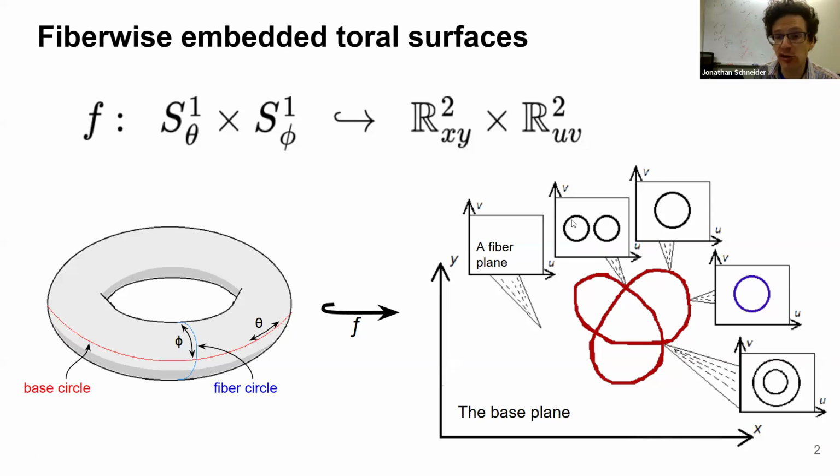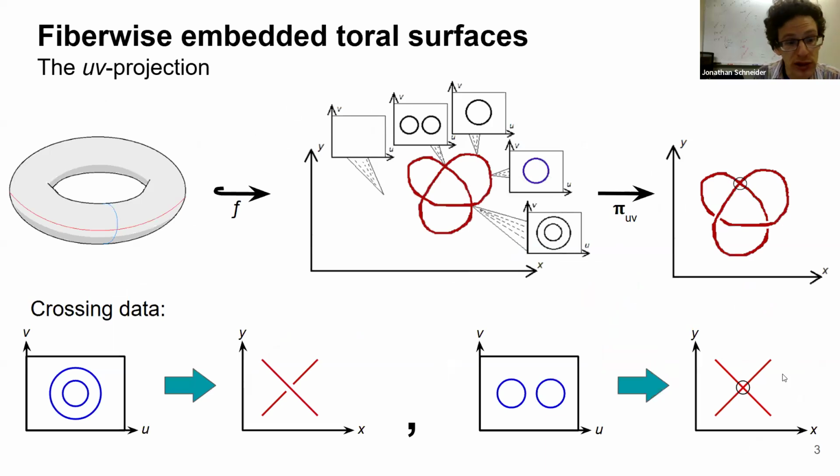Sometimes 2 circles can occupy the same UV plane side by side. Sometimes one nested inside the other. And this will give rise to crossing data. That was the brilliant idea in Rourke's original paper, that we can consider just the base curve in the XY plane, essentially by just projecting down in the UV direction and allowing this knot diagram, allowing this red base curve in the XY plane to take on crossing data, formally speaking, based on how the blue fiber circles interact above the crossing.